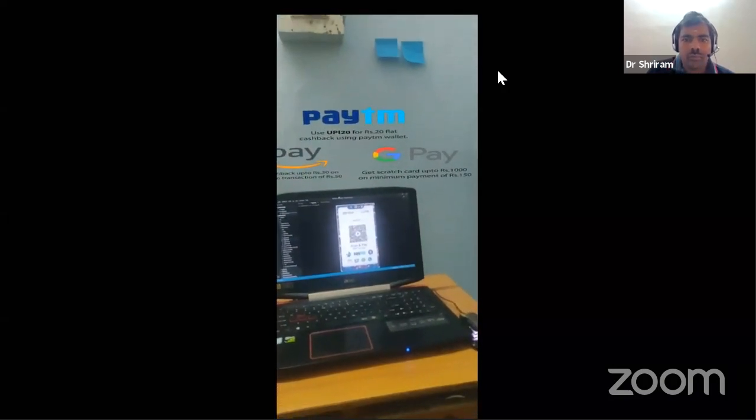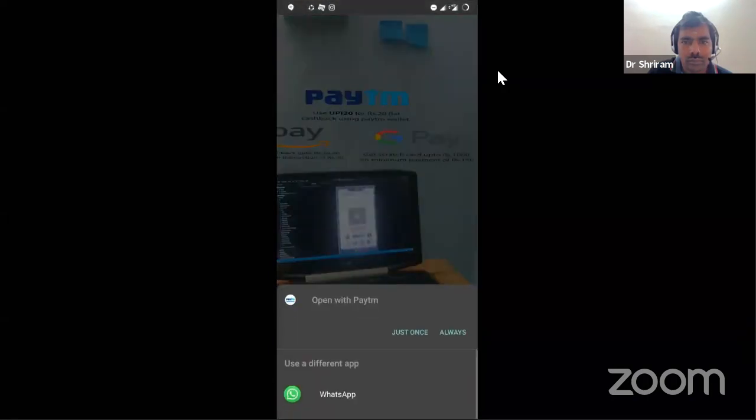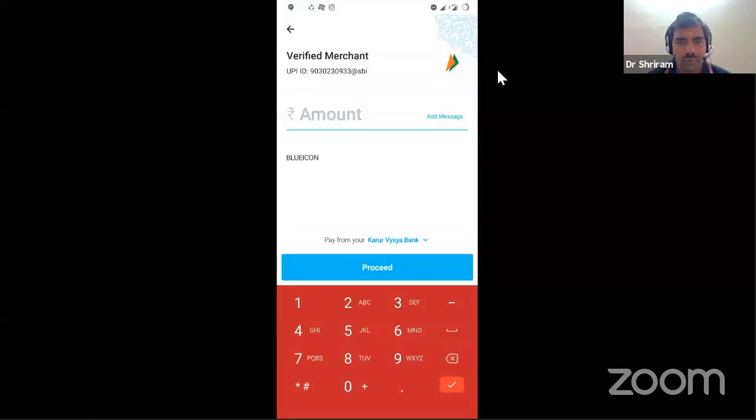I click on Paytm. As you can see, immediately an intent pops up, and it asks me if I want to open the app with Paytm. I say yes. The app opens and the normal UPI interface is back. All you have to do is enter an amount and then proceed, and the transaction proceeds normally.